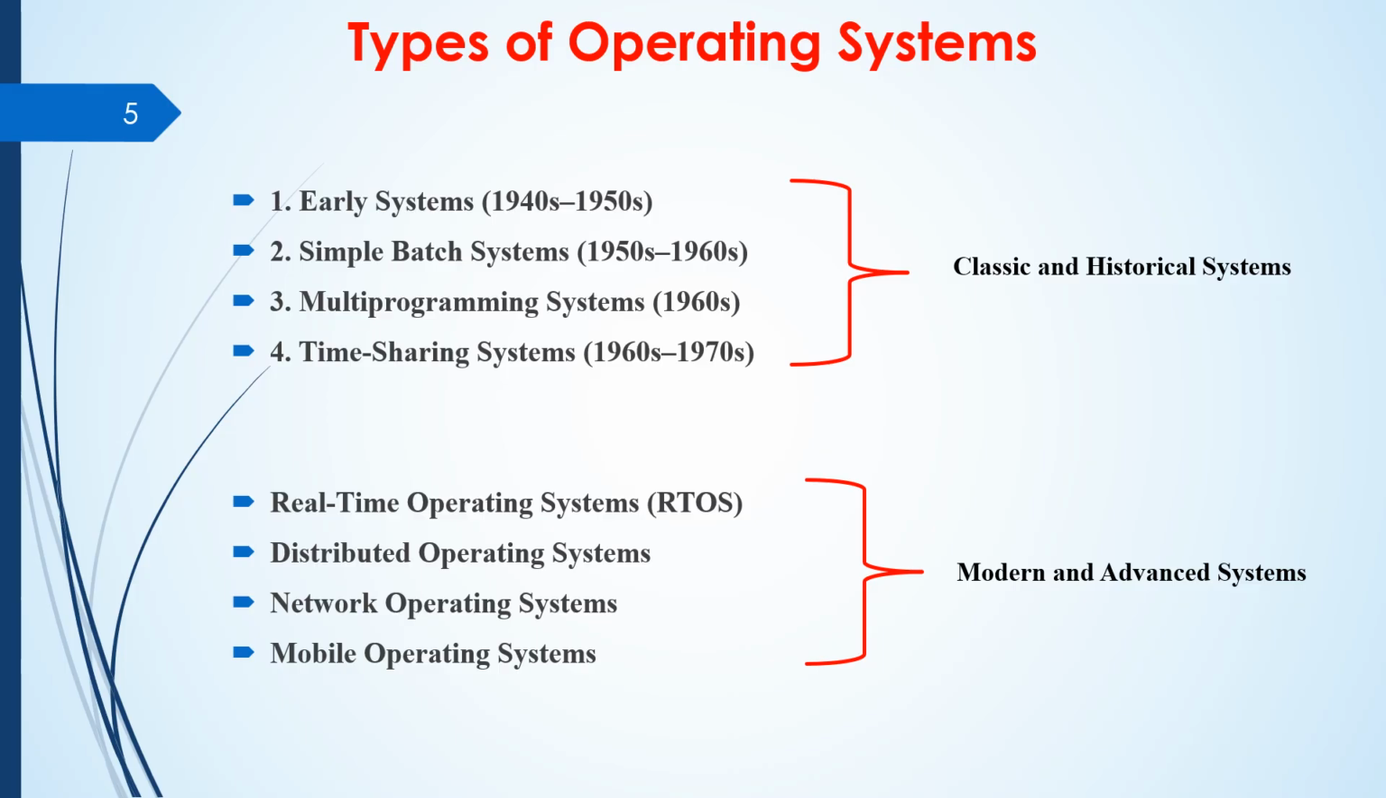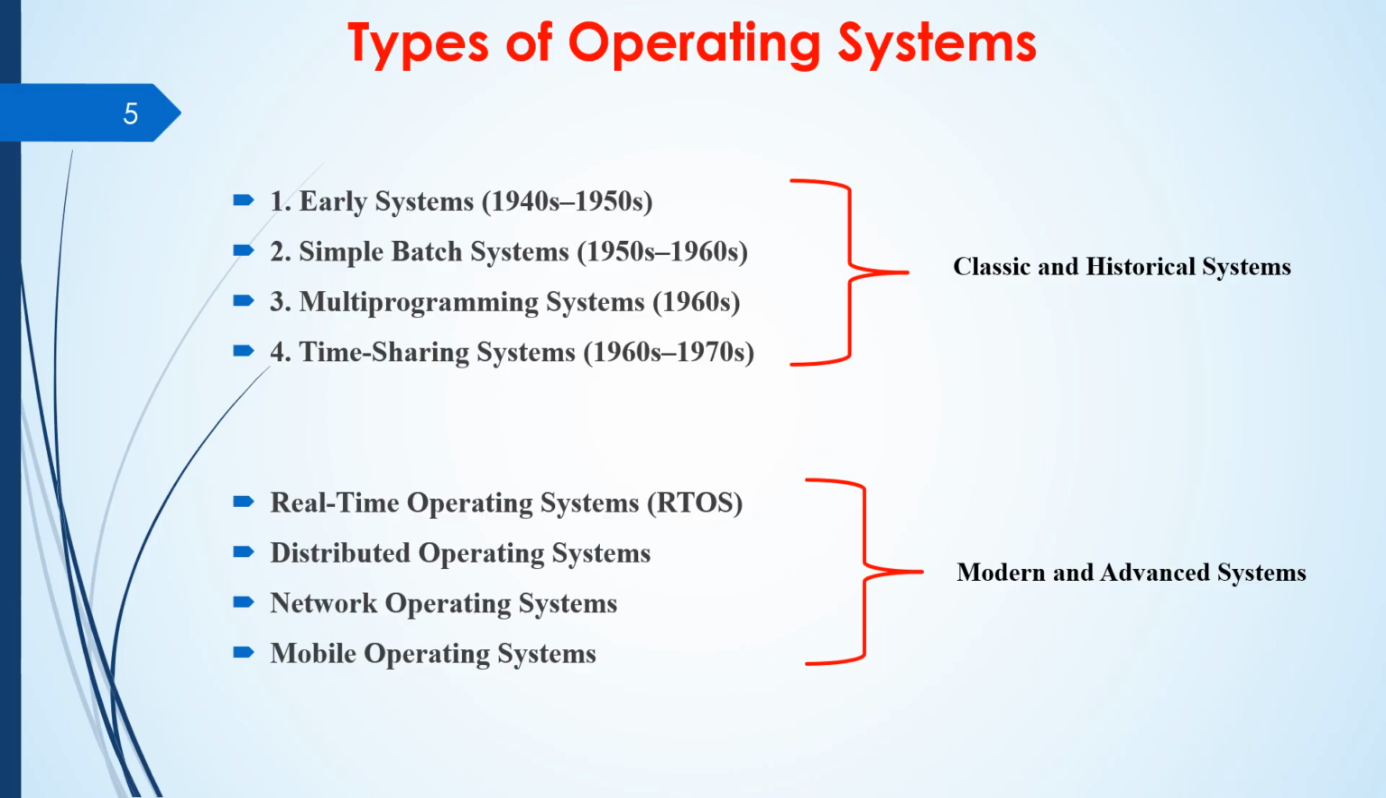Second, simple batch systems. Jobs were processed in batches. Users had no direct access to the CPU. A monitor controlled the job sequence and managed execution. Job control language was used to define job instructions. This improved CPU utilization and reduced idle time compared to early systems.